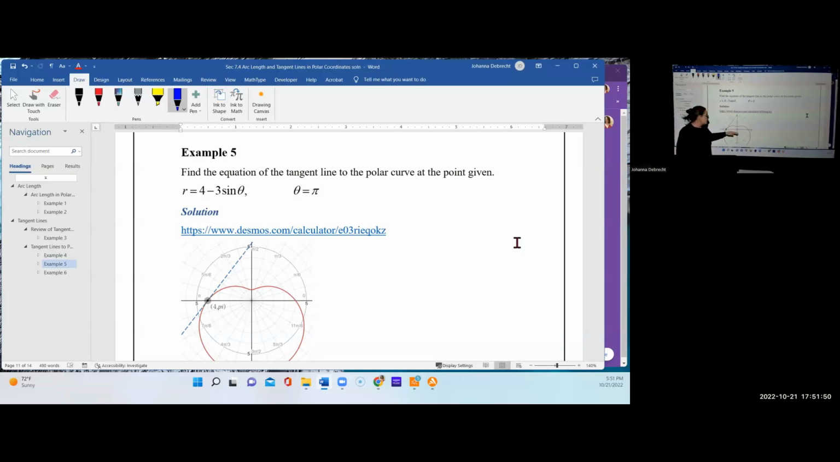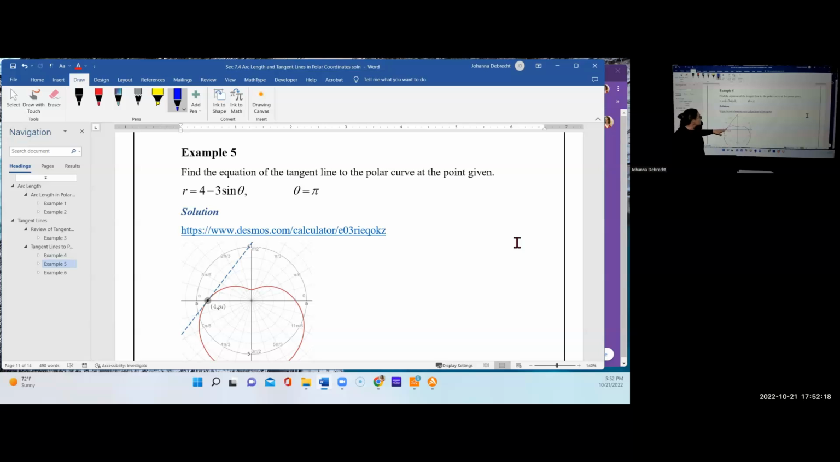Remember, limacons can either be dimpled, have a flatter side than a true circle would, or they can have an inner loop. So there are 3 types of limacons, depending on the relative sizes of these two numbers right here. And we want to know what the slope of the tangent line and the equation of the tangent line is when theta equals pi. Theta equal pi, remember pi is around here, so it's coming out in this direction.